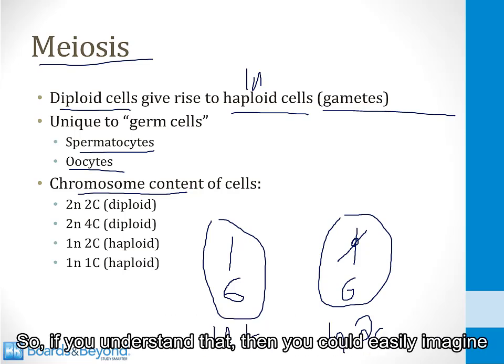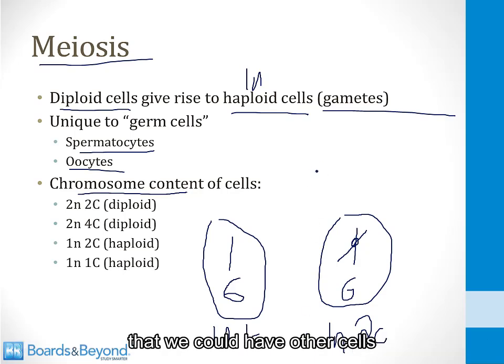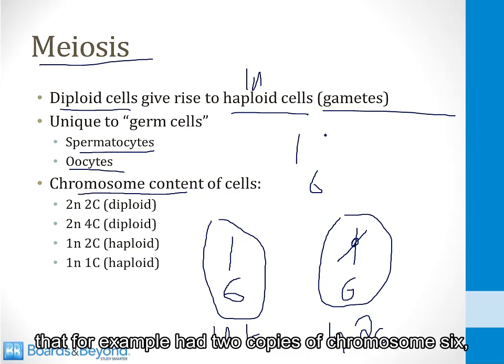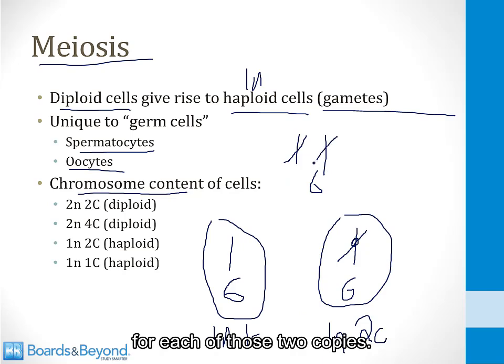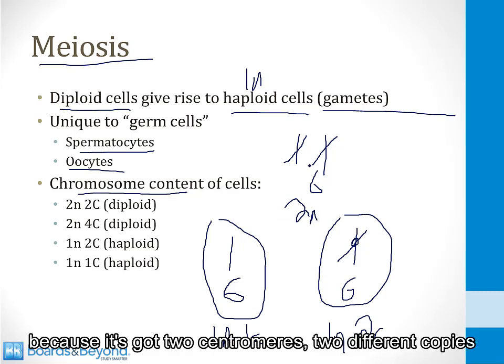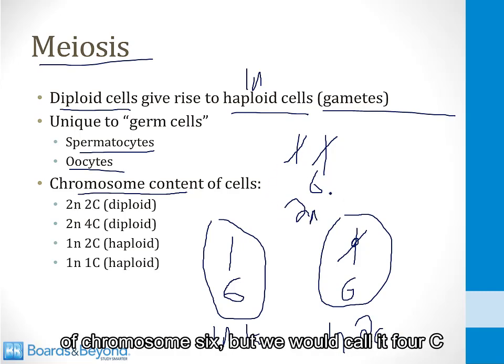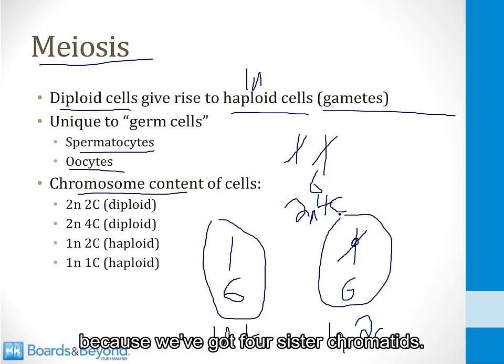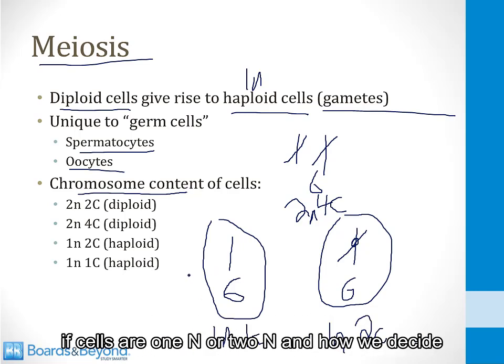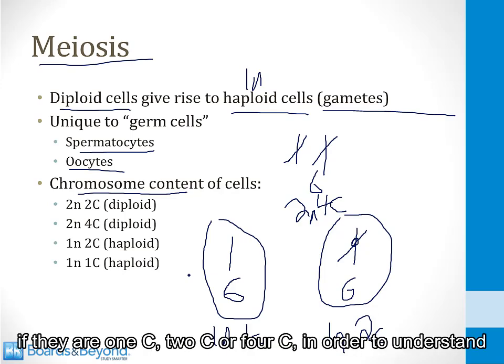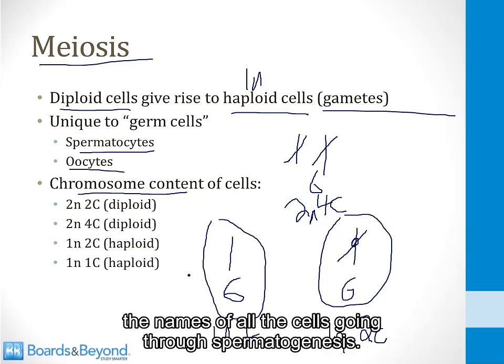So if you understand that, then you could easily imagine that we could have other cells that, for example, had two copies of chromosome 6, one that originally came from the mother, one from the father, and had two chromatids for each of those two copies. We would then call that cell 2N because it's got two centromeres, two different copies of chromosome 6, but we would call it 4C because we've got four sister chromatids. So you need to understand this nomenclature, how we decide if cells are 1N or 2N, and how we decide if they are 1C, 2C, or 4C, in order to understand the names of all the cells going through spermatogenesis.